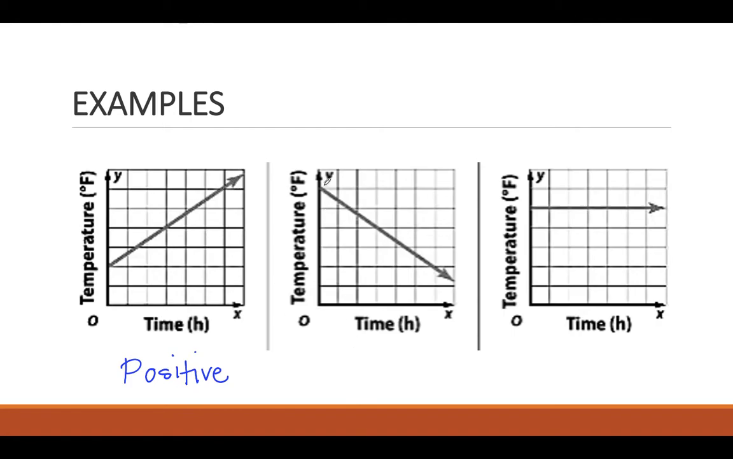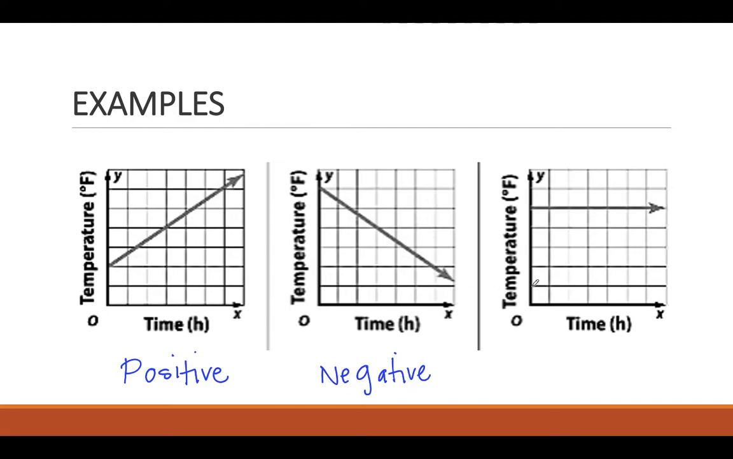The second graph, if you see, is going down. So this is a decreasing or a negative sloping line. And this is because as time goes on, as time increases, the temperature is decreasing. So that would be what a negative sloping line would look like, going down.